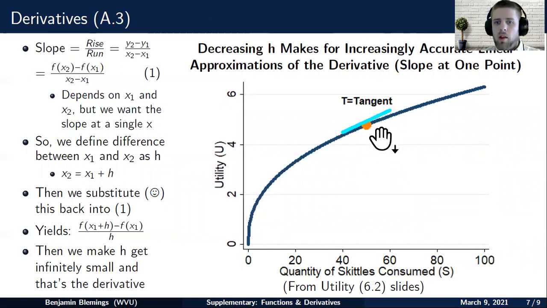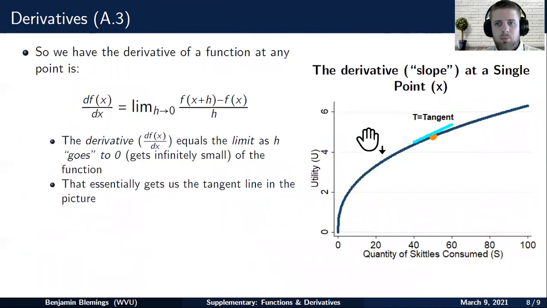And the slope of the tangent line is the slope of the utility function at this exact point. So the derivative of a function at any point is, and this is the formal definition of a derivative, the change in f of x given a small change in x equals the limit as h goes to 0, so as h gets infinitely small, of this expression here. You probably saw this in Calc 1 and were tortured slightly with the idea of what a limit is. And so this essentially gets us the tangent line in this picture.